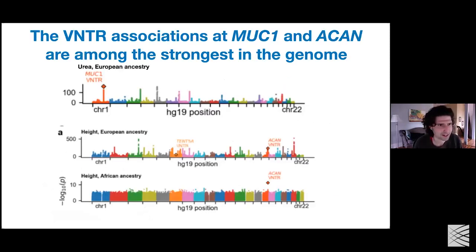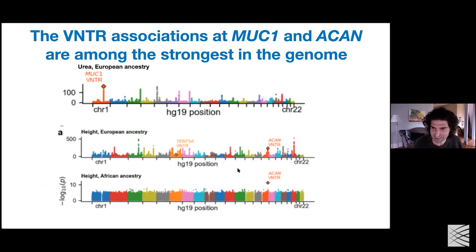Okay, so continuing on, just comparing these to other loci, the VNTR associations at MUC1 and ACAN were among the strongest in the genome. The MUC1 VNTR's association strength tied with a SNP on chromosome 5 for the top urate association in the genome. These are actually crazily close, these two peaks. ACAN was one of the first reported loci for height, appearing in a GWAS from 2008, and the VNTR is among the top height variants in the genome for Europeans, maybe in the top 10 or 15.